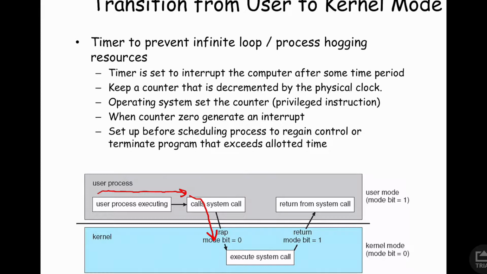And in the example I'm using today, we're going to use a file write. So as payload or parameter to that file write, it includes a buffer of information. Transfer of control happens from the user process to the operating system kernel, and then this mode bit is set to 0. So now privileged operations can be performed.